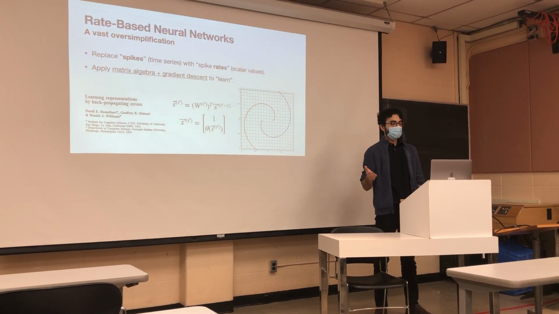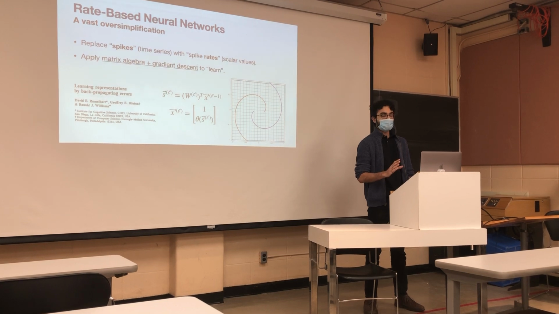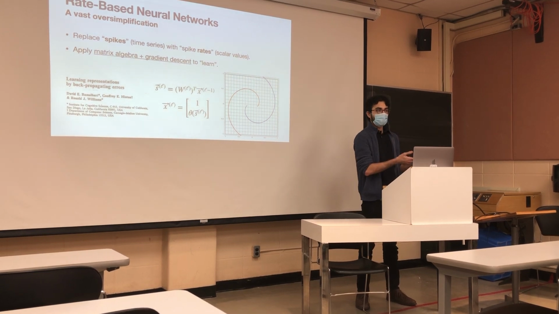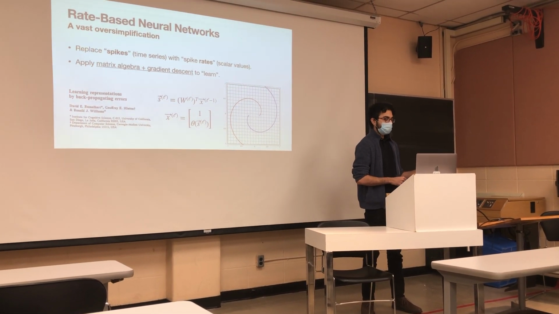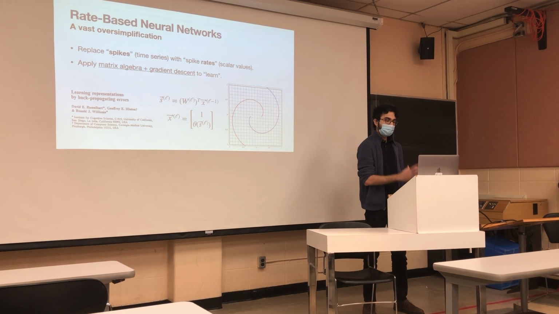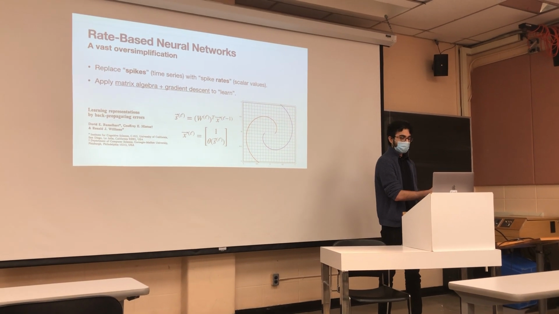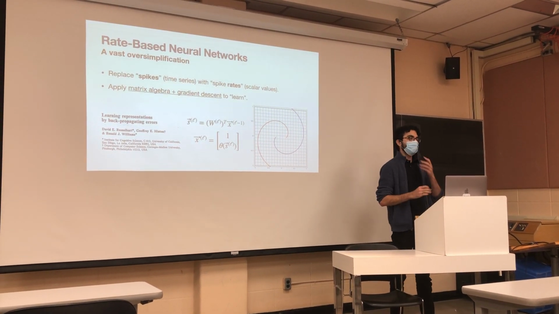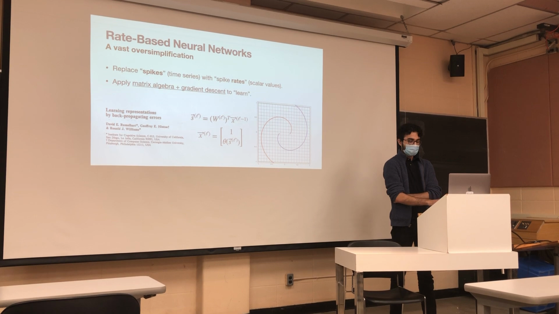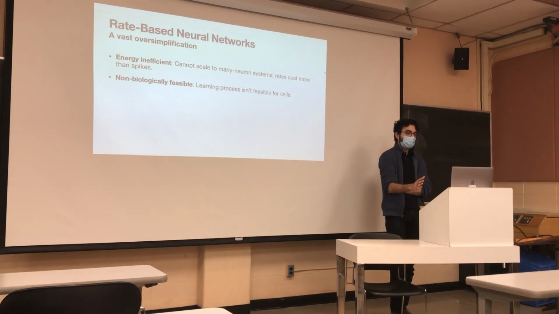On the other side of the spectrum, there are rate-based neural networks. This is essentially the workhorse of modern machine learning, and this makes a lot of simplifications, in some senses a bit of an oversimplification, by replacing the spikes that the previous model worked with. In the other one, it was a time series where it would emit these spikes of voltage to other cells. They replace those with just spike rates, so now we go from a time series to a scalar value. We're now able to just use matrix algebra to map from the spike rates input to the spike rates output, and we can also apply matrix algebra optimizations like gradient descent in order to learn. And so that is what we have here. A couple of problems with that, though, are that this is not a particularly energy efficient way to do things at scale.